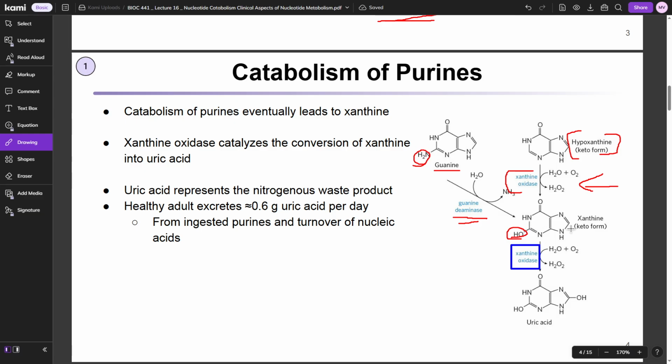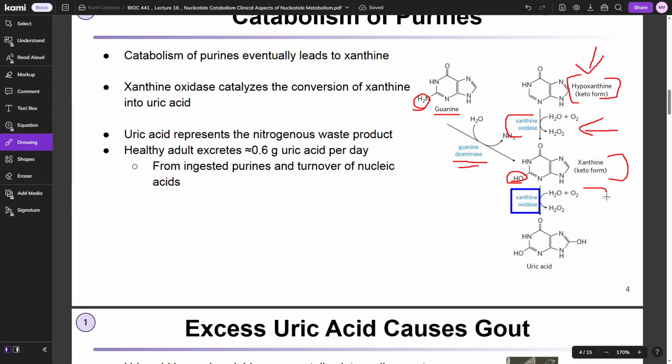And so you make this xanthine, right? This is hypoxanthine because it's missing an OH group or an O group, and this is xanthine because it's got the extra OH. Then you use xanthine oxidase again to add an extra OH to it, and this is now uric acid. I believe this is secreted in your urine. So uric acid represents a nitrogenous waste product, and we secrete 0.6 grams of it per day.